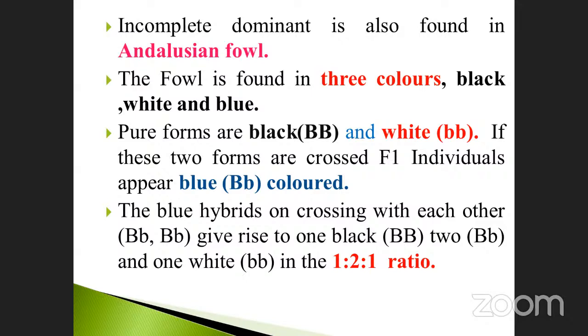Likewise, in the four o'clock plant, there the pink is crossed with the pink. Likewise, here the blue is crossed with the blue. Because in the F1 generation, which color will we obtain? Blue color only. The blue crossed with blue gives rise to 1 black, 2 blue, and 1 white. That is called the 1:2:1 ratio.